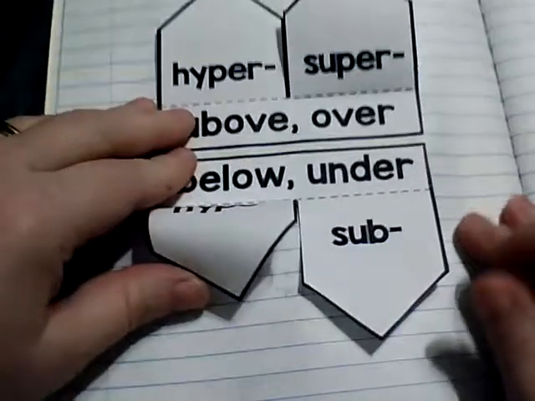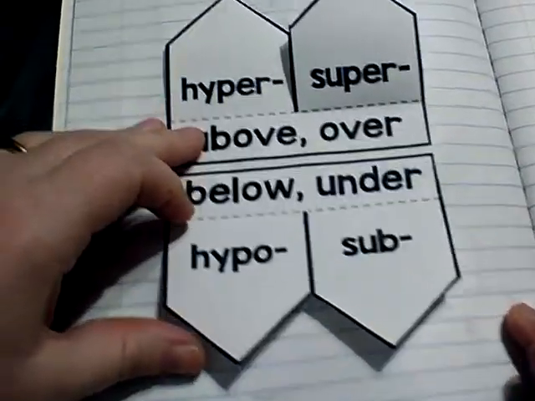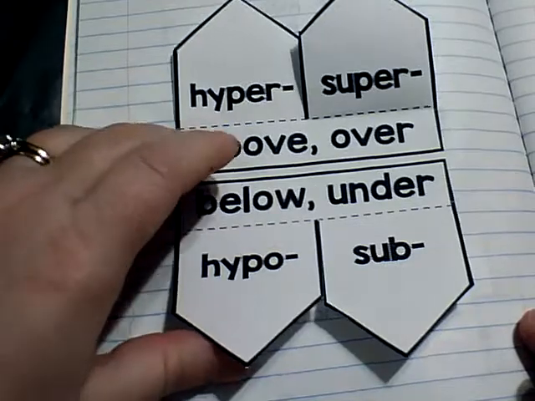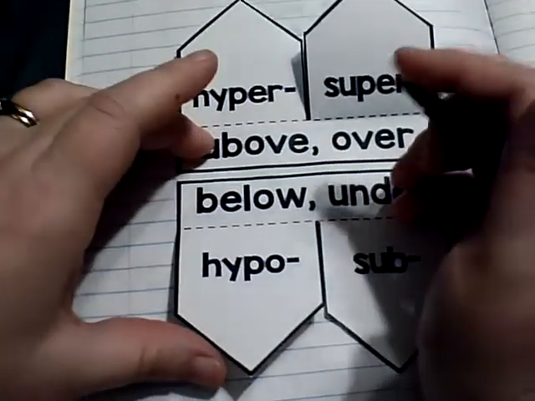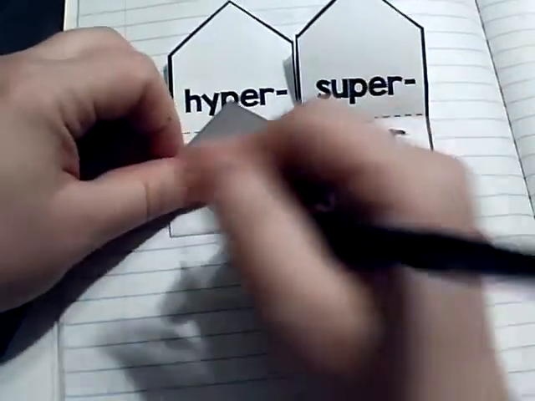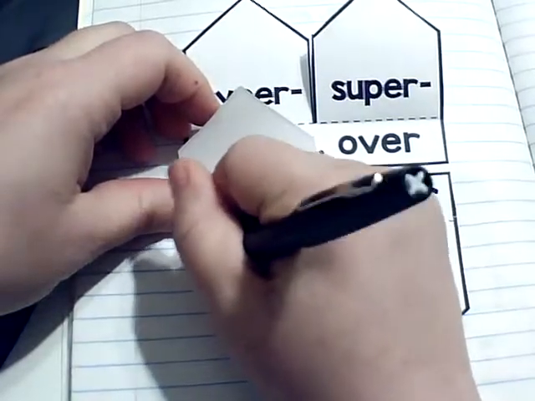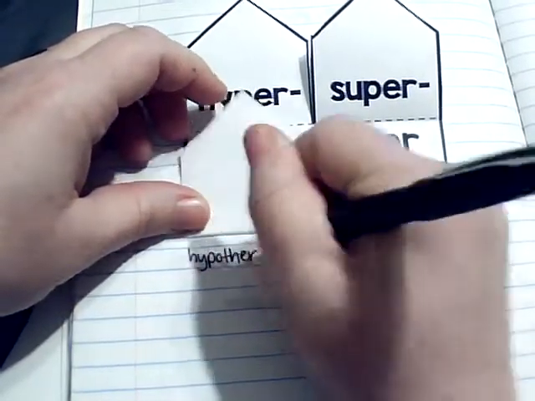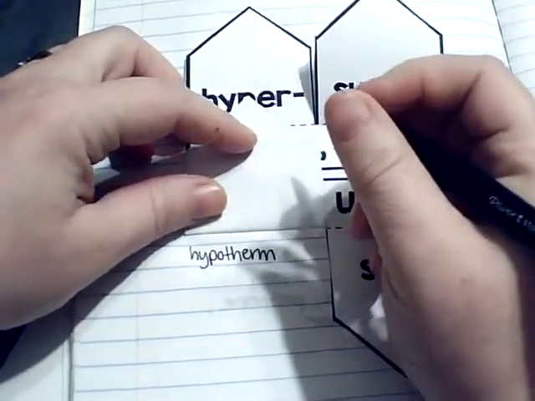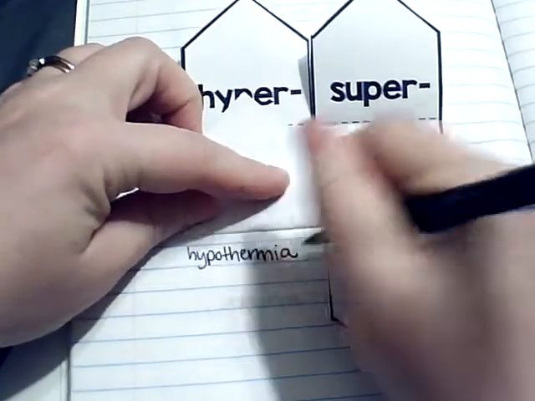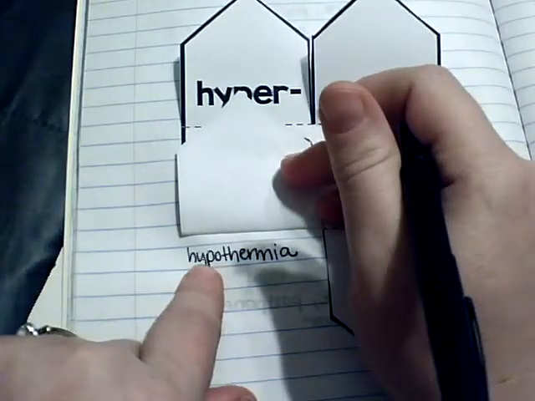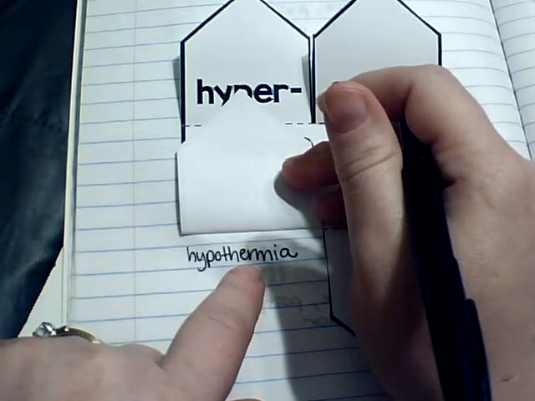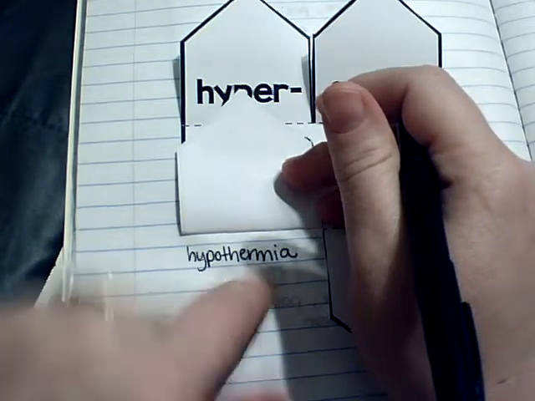Alright, so we've got two little flaps left. We've got hypo and sub. So hypo means under. So we've got hypothermia. We know therm is talking about temperature or heat. Actually, it means heat. So under, heat. So that means that the body is colder than it should be.